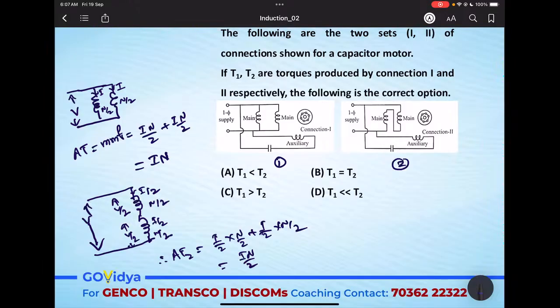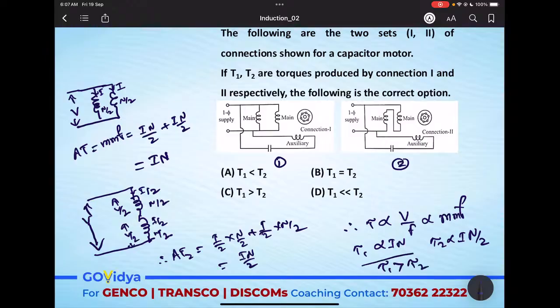We know that torque is directly proportional to V by F, that is, directly proportional to mmf. In T1, mmf is equal to In, and in T2, mmf is equal to In by 2. So if you see the relation between T1 and T2, T1 will be greater than T2. The option is C. Is it clear?